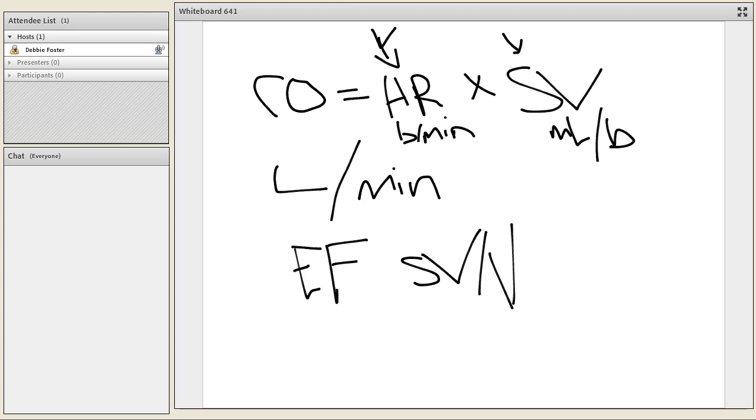So just know that this first equation here is one that you do need to know for your exam. Oops, my star is not working very well. This first equation, the cardiac output equals heart rate times stroke volume, and once again we usually express that as liters per minute.